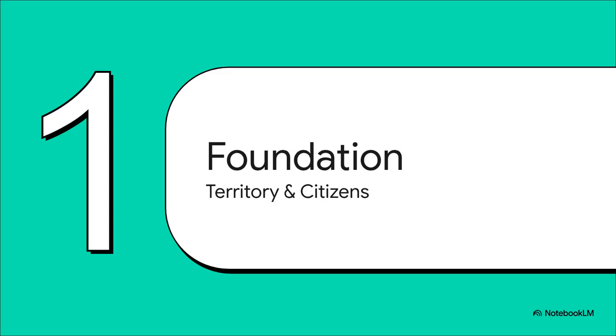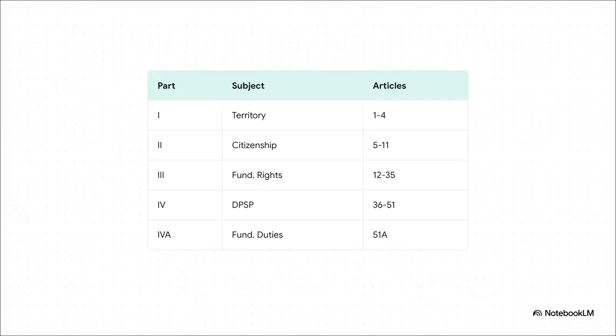All right, let's jump right into cluster number 1. Foundation. Territory and citizens covering parts I through IVA. I just love the logical flow of this first section. It makes so much sense. First up, Part I, which spans Articles 1 through 4, establishes the physical land itself, the Union and its territory, right? You need land first. Once you have land, well, you need people.